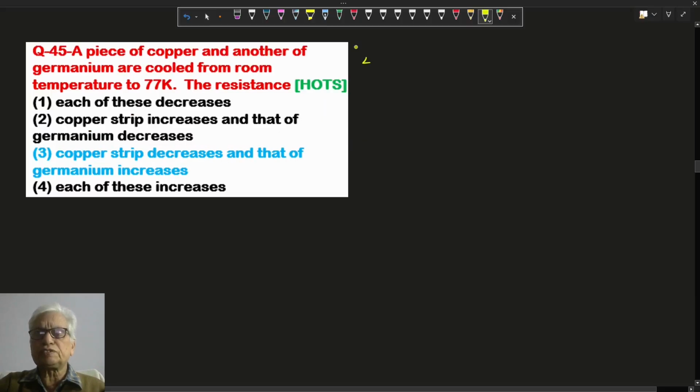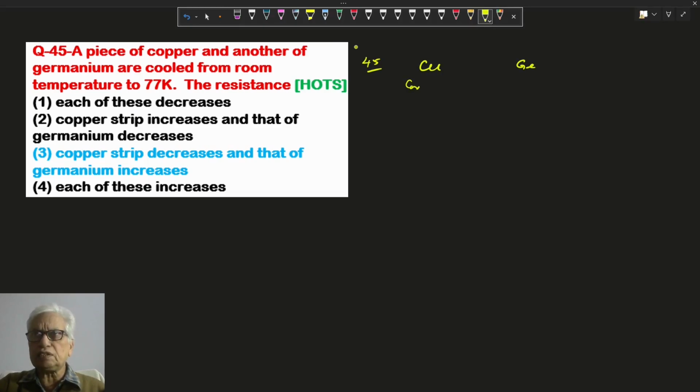Hello, in this question, a piece of copper is a conductor, and germanium is a semiconductor. It is cooled down to 77, means temperature is decreasing here, 277 Kelvin, then copper strip resistance decreases and for germanium resistance increases. Question 45, option 3 is correct.